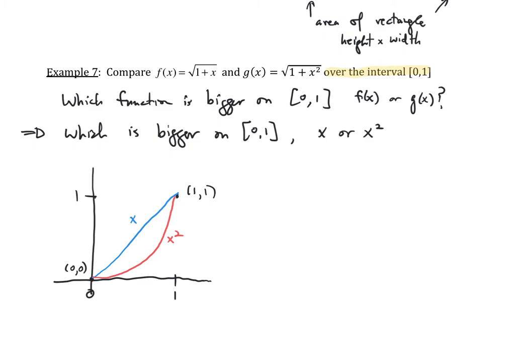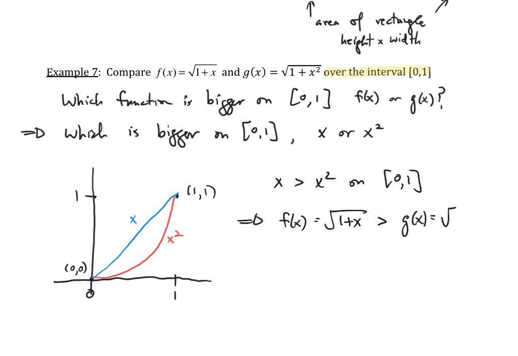And what we can see is that when we're restricted to the interval from 0 to 1, x is actually bigger than x squared, right? So x is greater than x squared on this interval from 0 to 1. This implies that f of x, equal to the square root of 1 plus x, is going to be greater than g of x, equal to the square root of 1 plus x squared. All right, I'm going to highlight this because this is basically our final answer. We're just looking to compare these two. When you take second semester calculus, we use this idea of comparing one thing to another quite a bit. So this is sort of a preview of all of that. All right, everyone, take care.